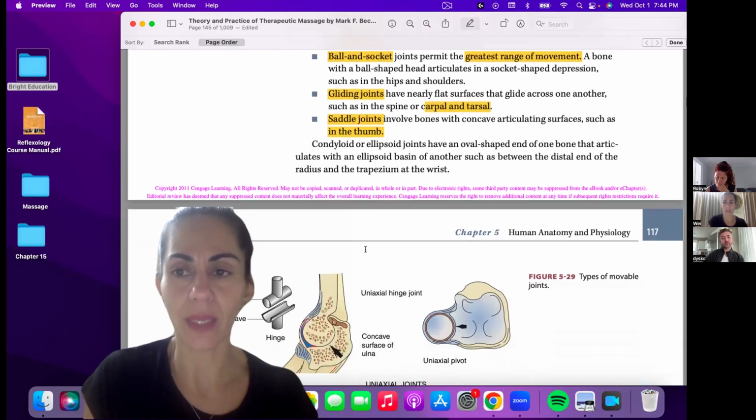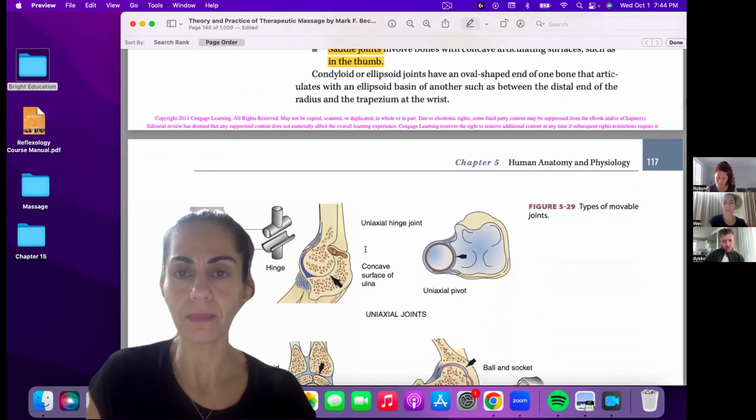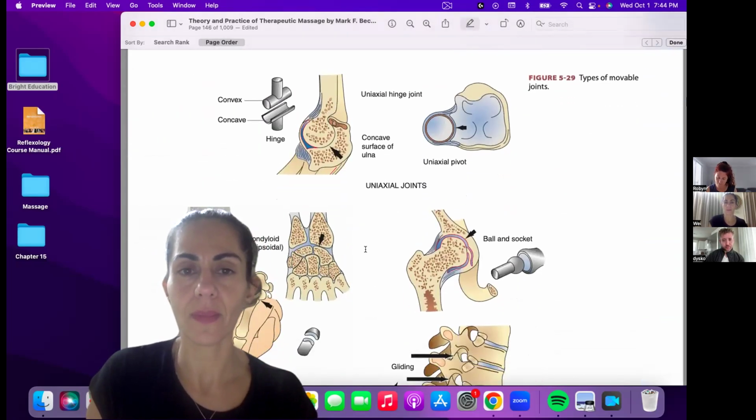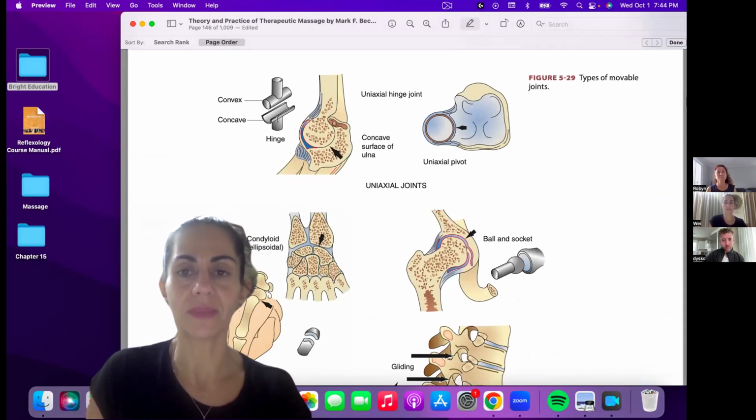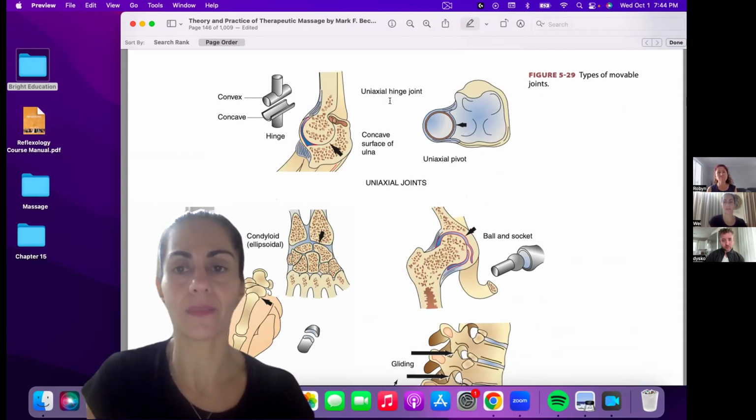So let me show you right here. So hinge, technically they can't go anywhere but extension and flexion. And that would be uniaxial. It's on one axis.